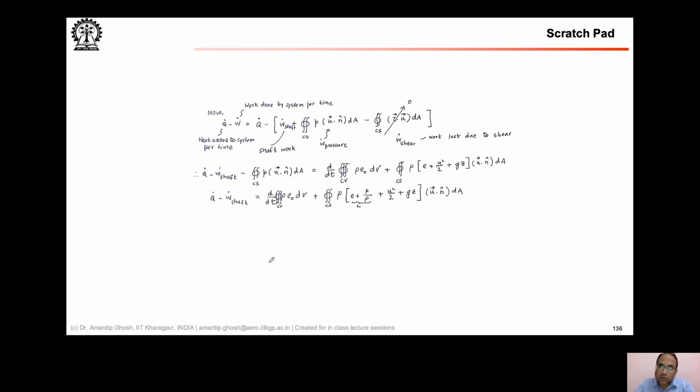In case of flow through a nozzle, you are neither adding or extracting heat, neither are you doing compressor work or shaft work. So in a nozzle, what will happen is, suppose inside, let's look at the nozzle. You can think of it as a rocket engine nozzle.